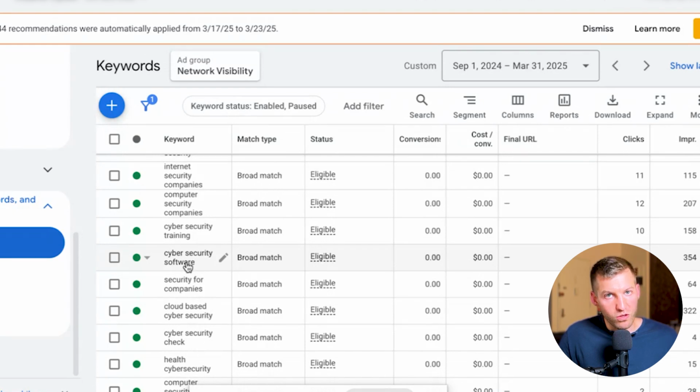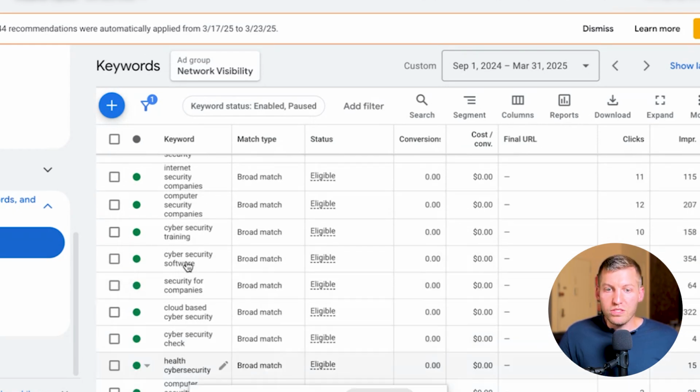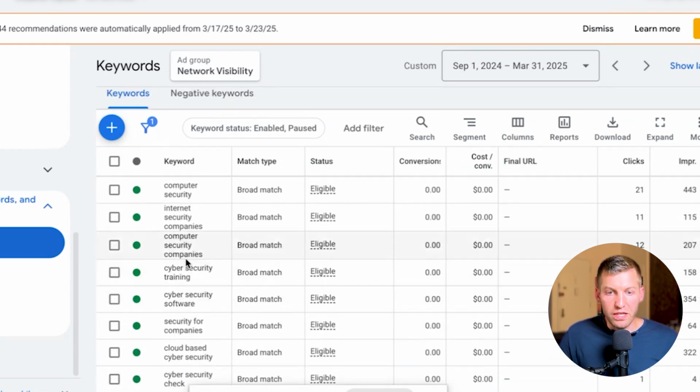What specifically are they looking for within cybersecurity? We have no idea. So as you can see, these keywords are really vague and they're low intent.